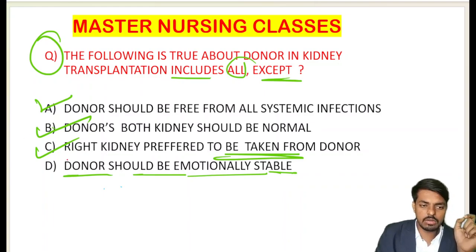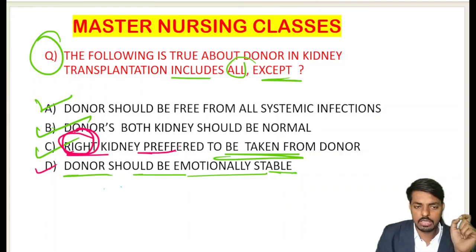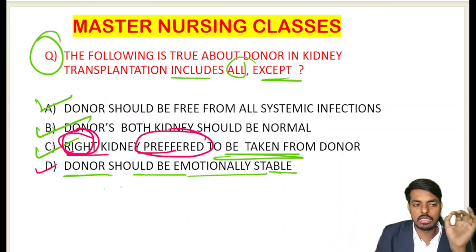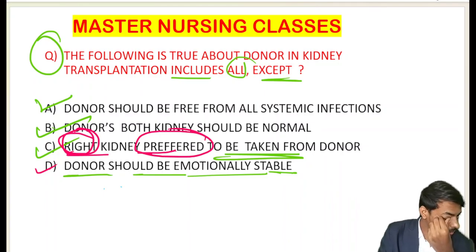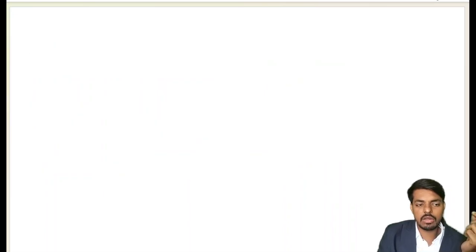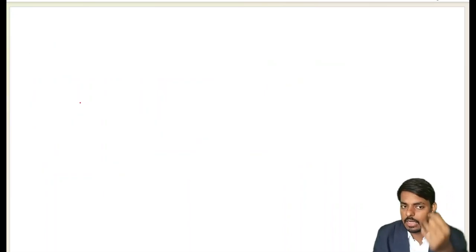The question is saying the right kidney is prepared to be taken from the donor. No, students, we will take the right kidney, but we will not prepare it. Why? Because we will prepare the left kidney. So here is the rationale for that. Read the question, and listen to the rationale carefully, where you will get the exact knowledge about why we will prepare the left kidney.